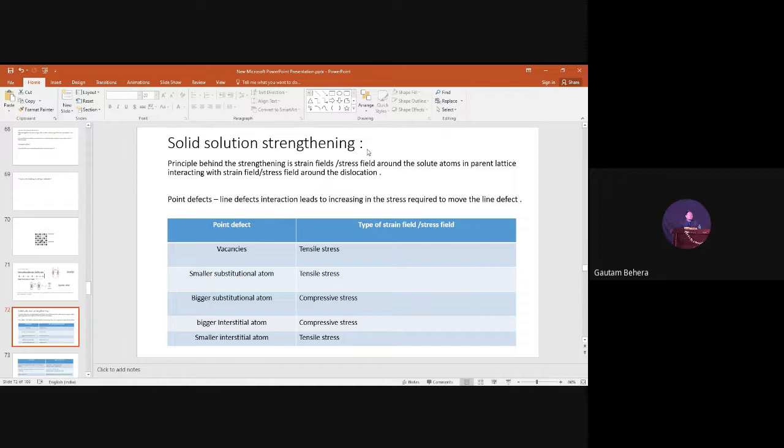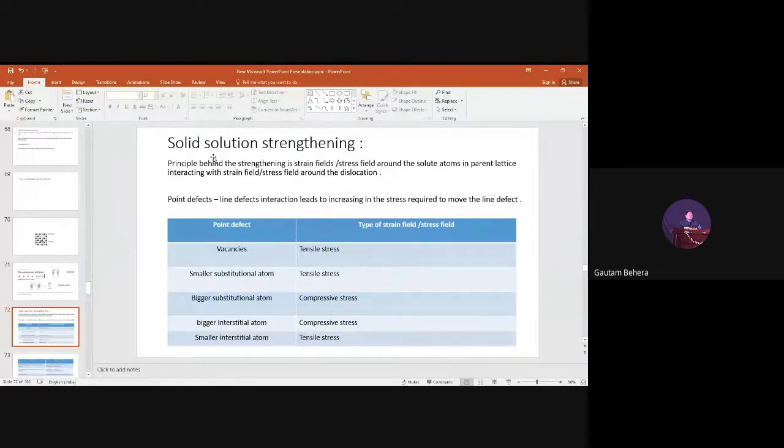Size. On the basis of mainly size. If the size of the solute atom is very, very small, it can easily go into the interstitial voids, so it will form an interstitial solid solution like ferrite, austenite, right? Similarly, if the size of the solute atom is comparable to the solvent atoms, or somewhat smaller or somewhat bigger, then it will become a substitutional solid solution, right?